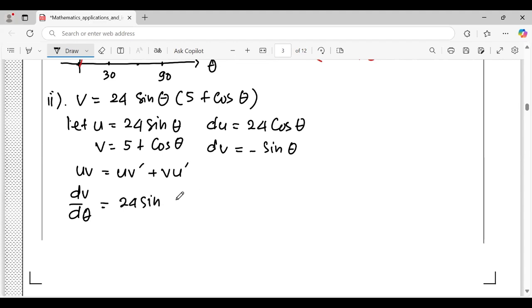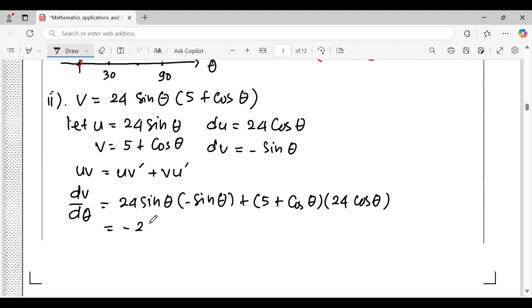24 sine theta multiplied by minus sine theta, plus (5 plus cosine theta) times 24 cosine theta. That is minus 24 sine squared theta plus 120 cosine theta plus 24 cosine squared theta.